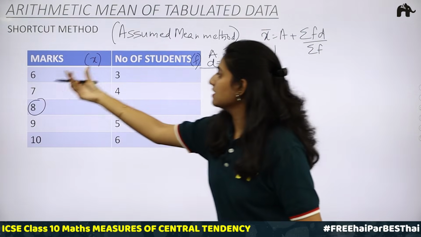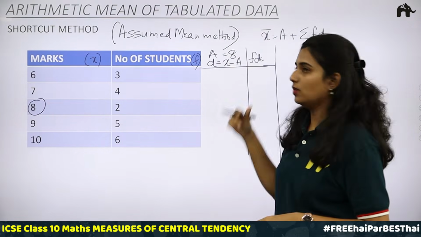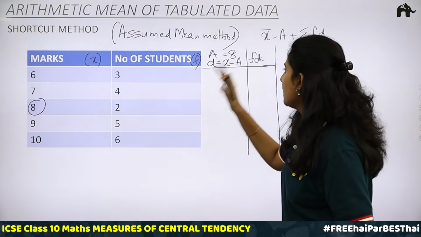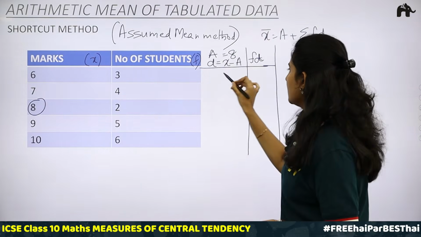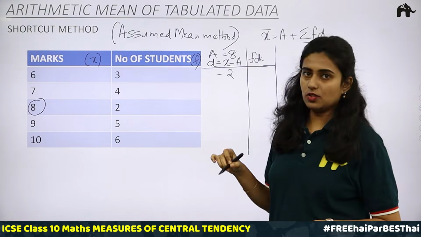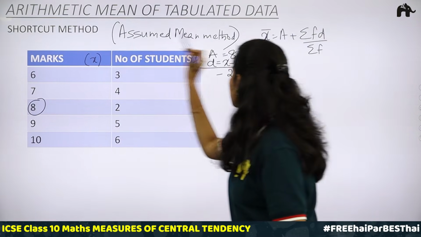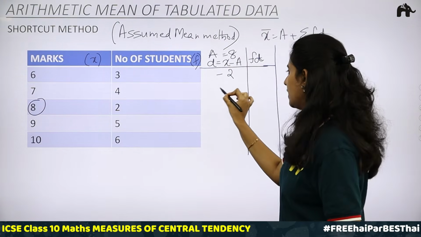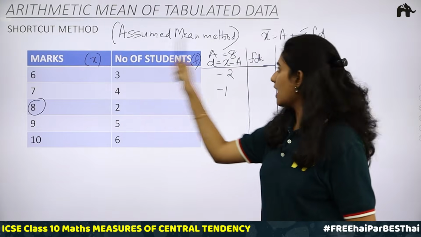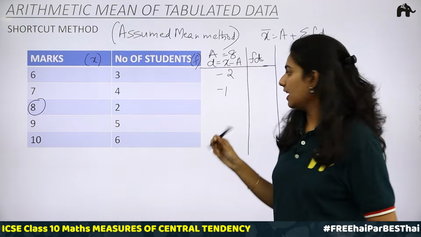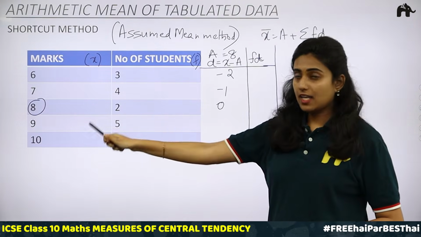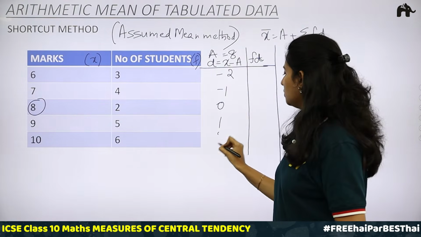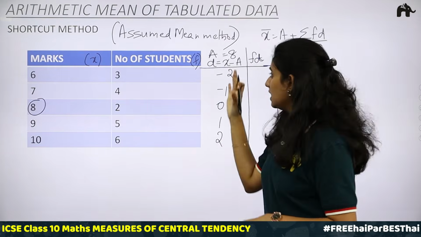Here we have x is equal to 6 and A is equal to 8. So what is D? D will be equal to x minus A. That is 6 minus 8, minus 2. Okay. Next, x minus 8. 7 minus 8. What is 7 minus 8? Minus 1. Here we have 8. Assumed mean is also 8. 8 minus 8 is equal to 0. 9 minus 8 is equal to 1. 10 minus 8 is equal to 2. So we have got the deviations.